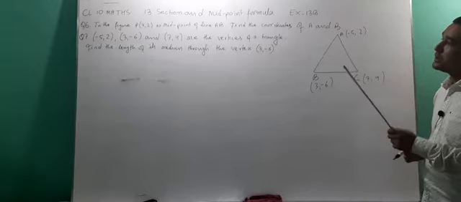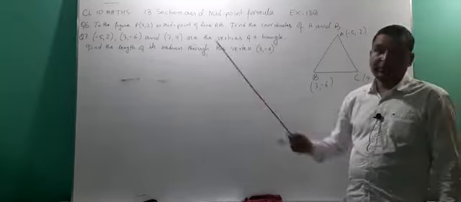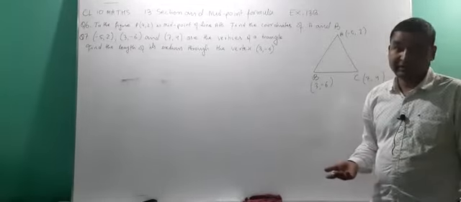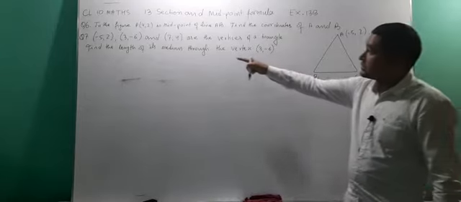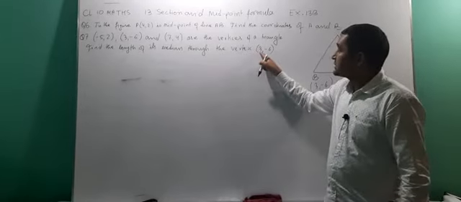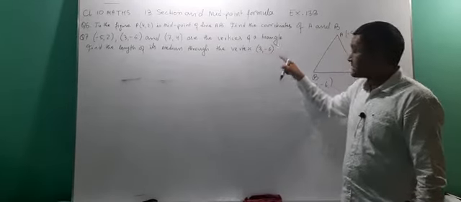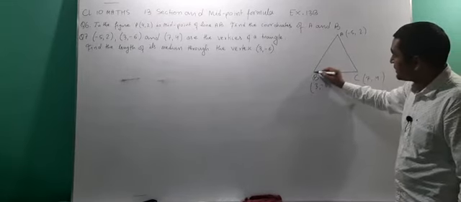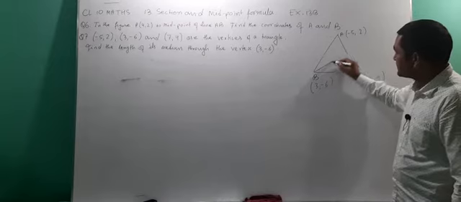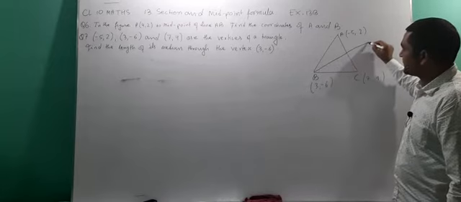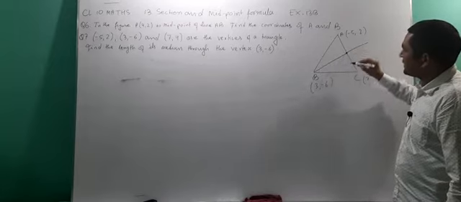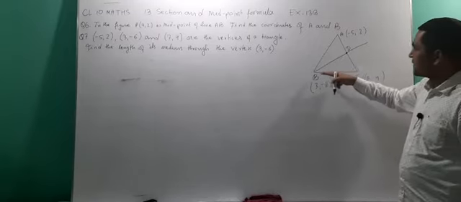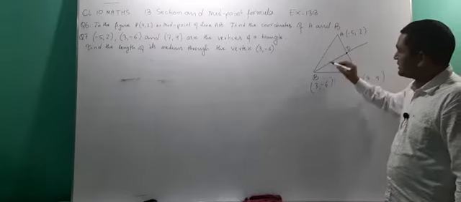Now the question asks to find the length of the median. What is a median? A median is a line which bisects the third side. The question asks to draw the median through vertex 3 comma minus 6. That means the question asks to draw the median from here, and this median passes through the midpoint of the third side. Okay, this is the midpoint, and we can mark this as D. And the question asks to find the length of this median.